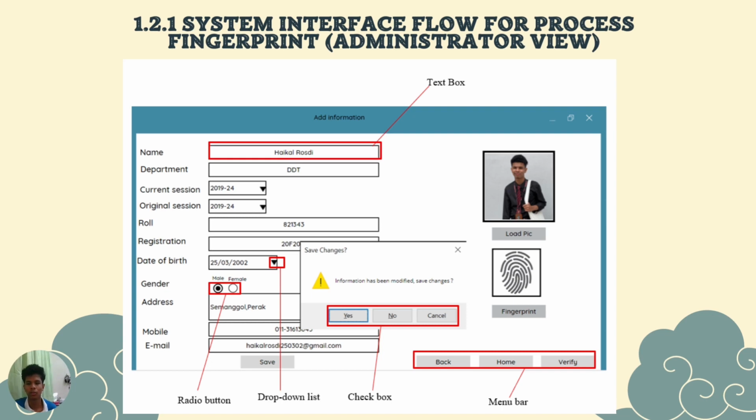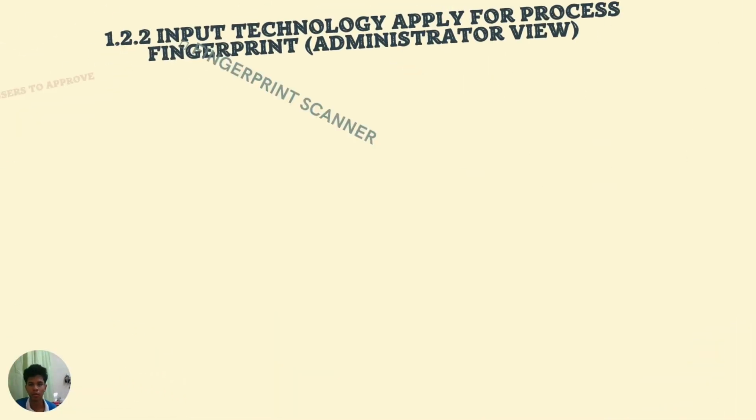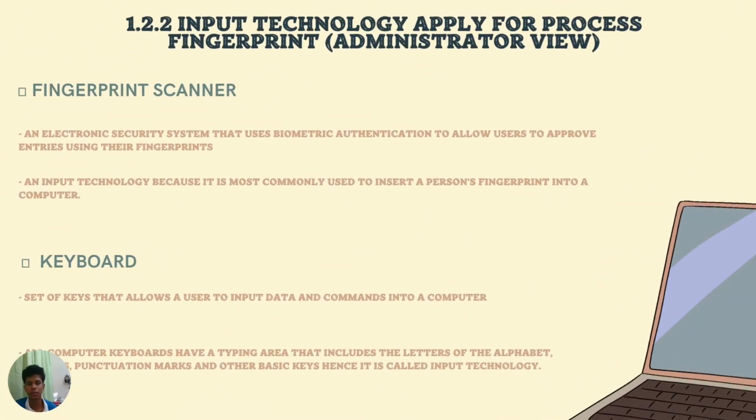Then we have a checkbox. Checkbox is used to select one of them. And last, menu bar. Menu bar at the top of the screen displays the main menu options. Okay, next slide I will explain about input technology.